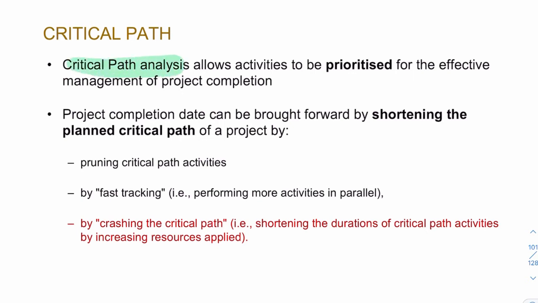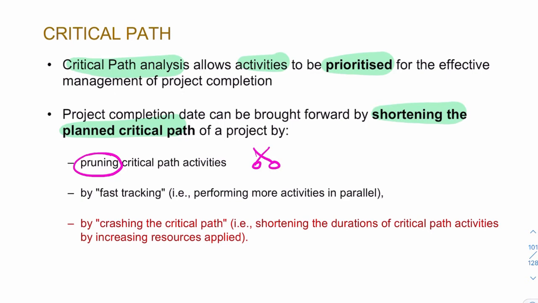Something called critical path analysis. This is where activities are prioritized, and this allows you to shorten the critical path. There are 2 ways of doing that. Well, I've listed 3 here. Pruning critical path activities. That means you start eliminating activities. We'll say, okay, let's cancel activity B. Let's cancel activity C. It's not essential.